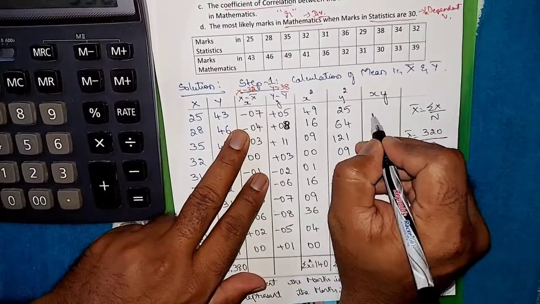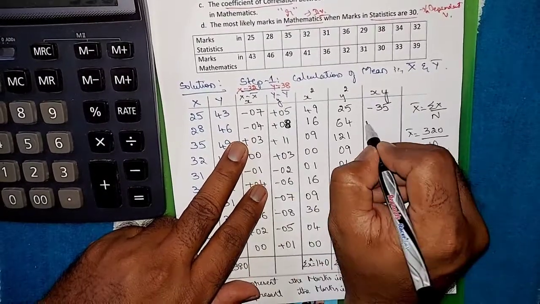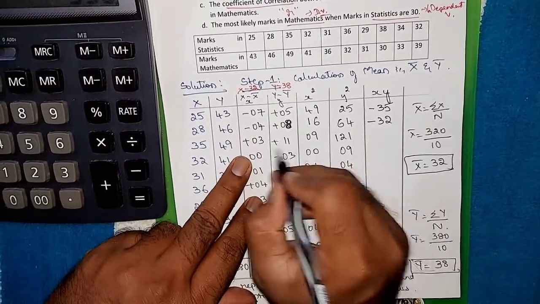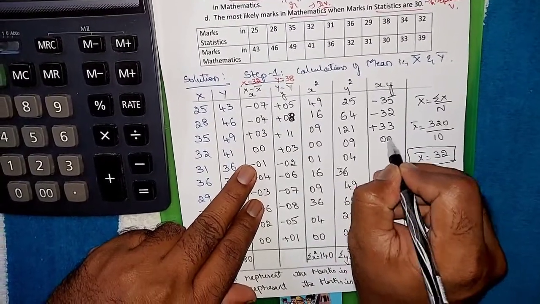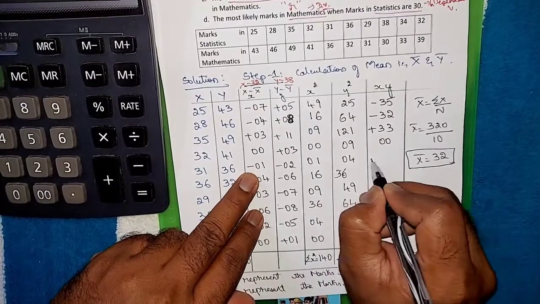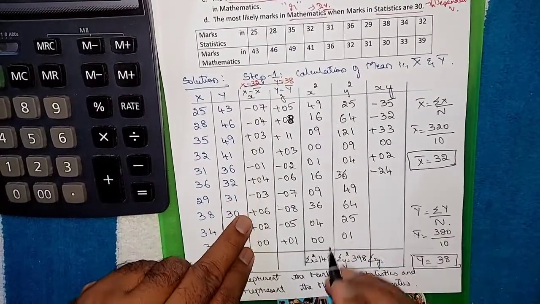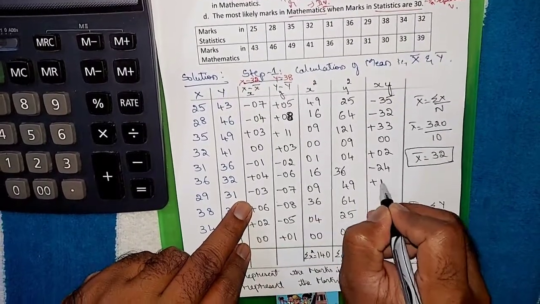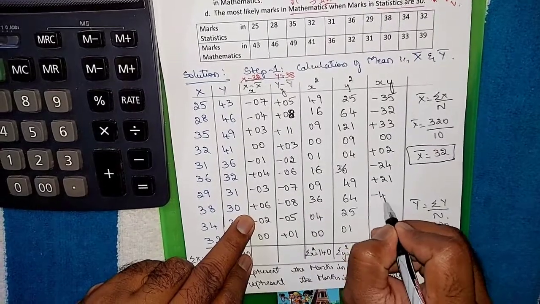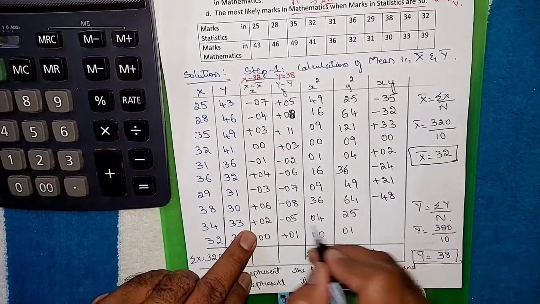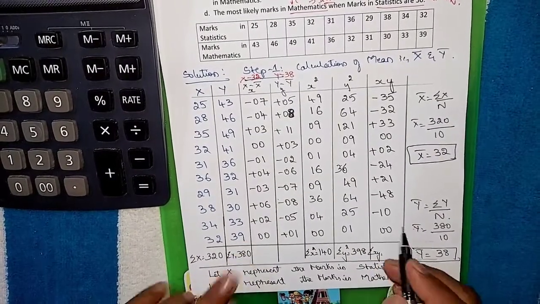Minus 7 into plus 5, minus into plus is minus, 7 fives are 35, so minus 35. Minus 4 into plus 8, minus 32. 3 elevens are 33. 0 into 3 is 0. Minus 1 into minus 2, plus 2. Plus 4 into minus 6, minus 24. Minus 3 into minus 7, plus 21. Plus 6 into minus 8, minus 48. Plus 2 into minus 5, minus 10. 0 into 1, 0.